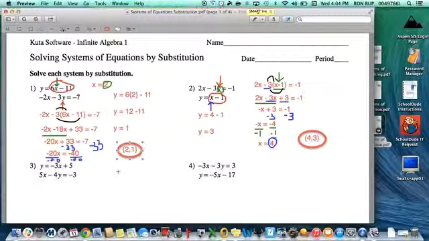Now, a lot of you have complained or expressed concern about how difficult substitution is, and I agree, it's not the most appealing thing to use.